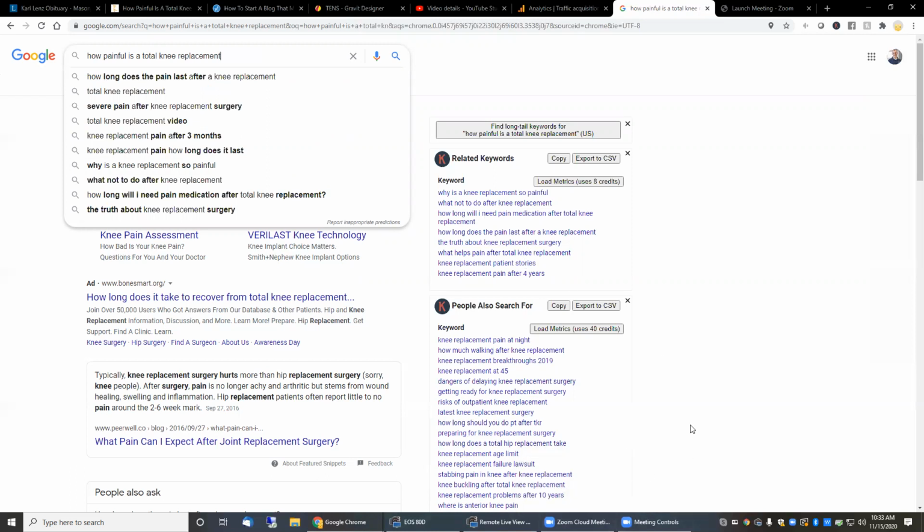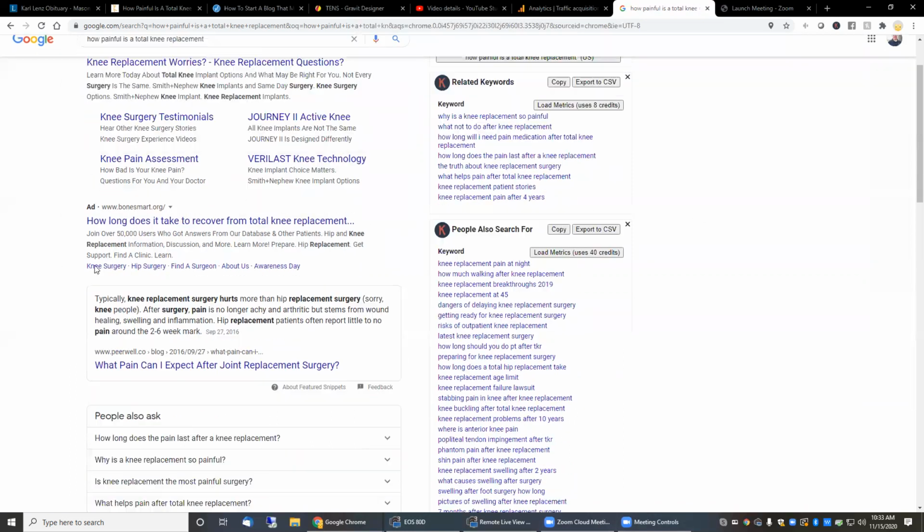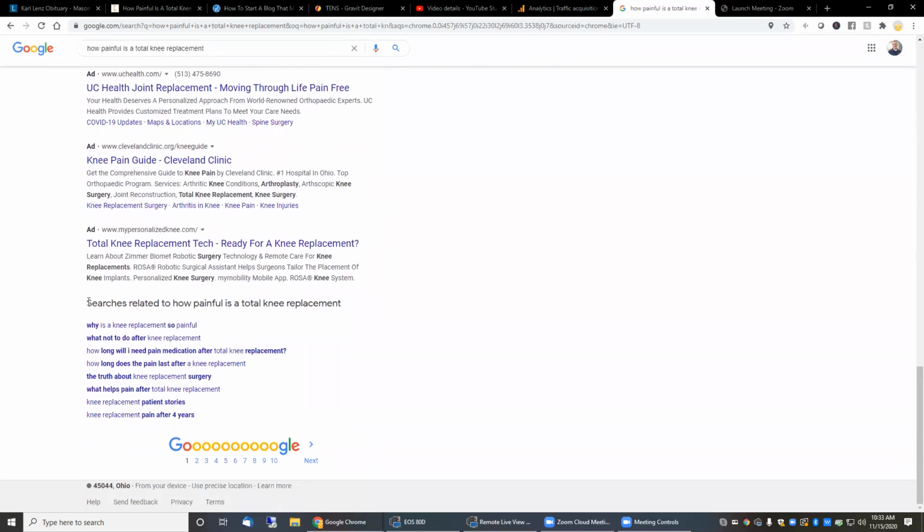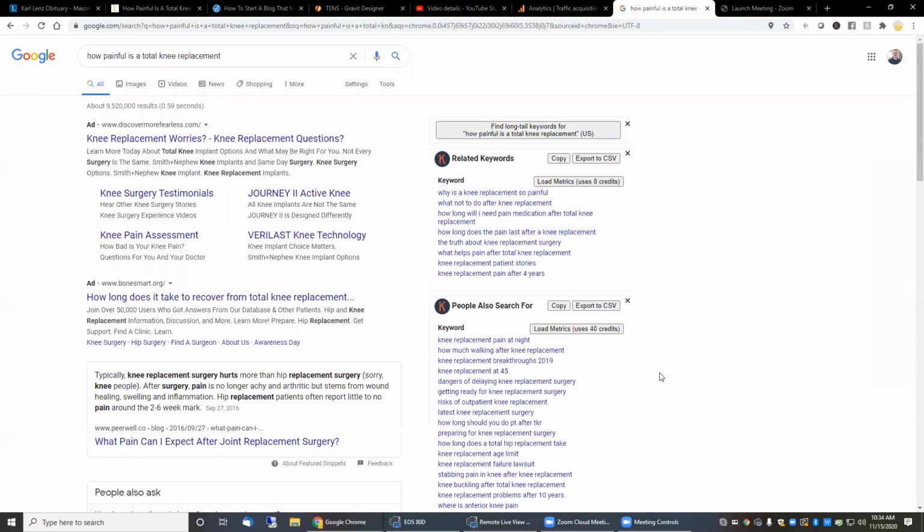But if you see here, I've got related keywords from Keywords Anywhere. Why is a knee replacement so painful? What not to do after a knee replacement. That is actually coming from down here, searches related to how painful is a total knee replacement. It's exactly the same thing. Why is a knee replacement so painful? What not to do after knee replacement? How long will I need pain medication? So you see the top section of Keywords Anywhere is just the bottom section of your Google search.